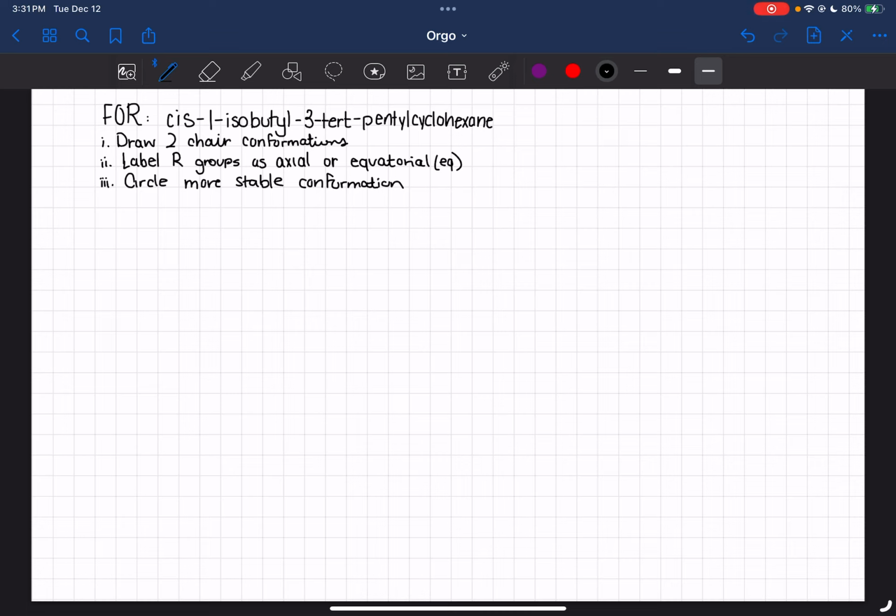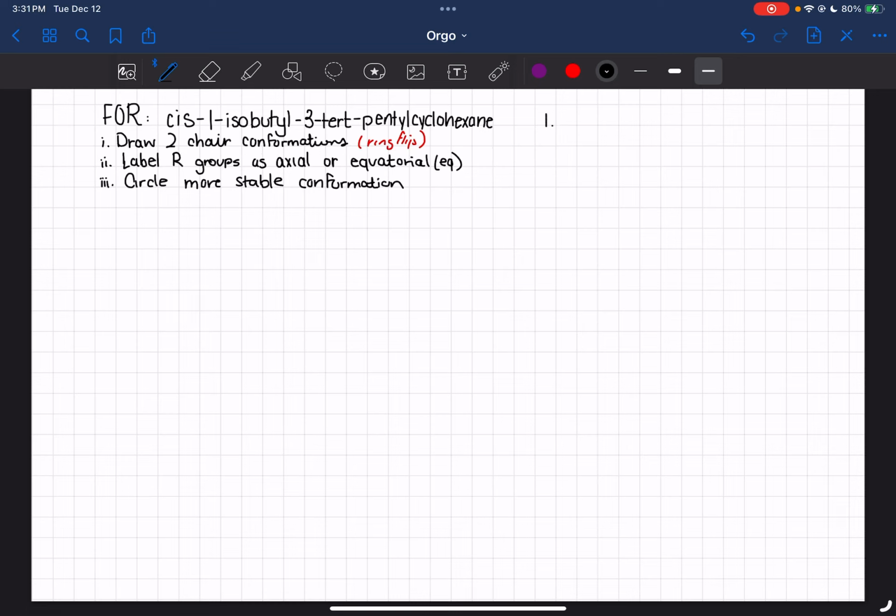So it says to draw the chair conformation for cis-1-isobutyl-3-tert-pentyl cyclohexane, and to draw two chair conformations, which means the ring flip and the regular one. And then it says to label our groups as axial or equatorial, and then to circle the more stable conformation. So the first thing I'm going to do is draw the layout of this molecule, because it's not given to me.